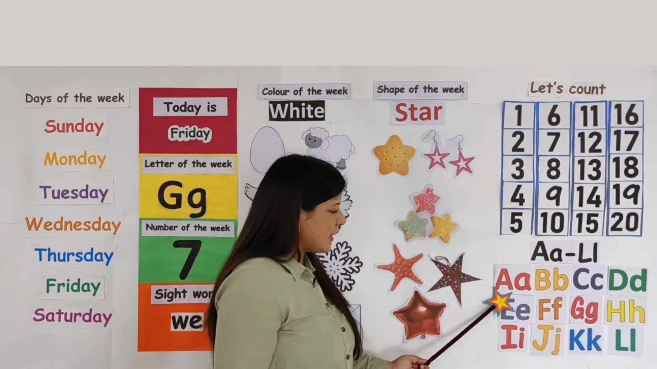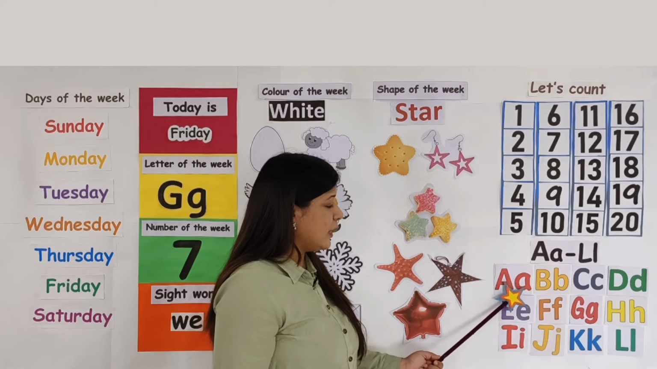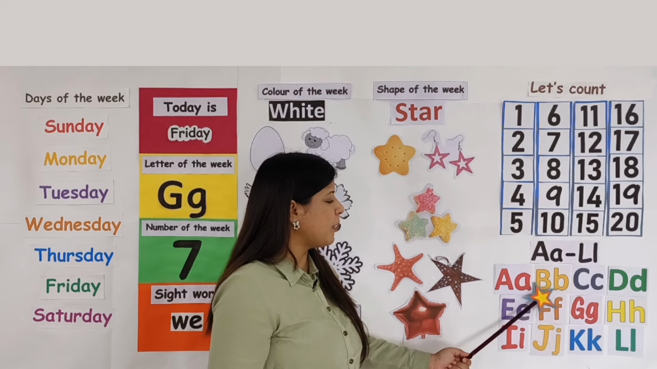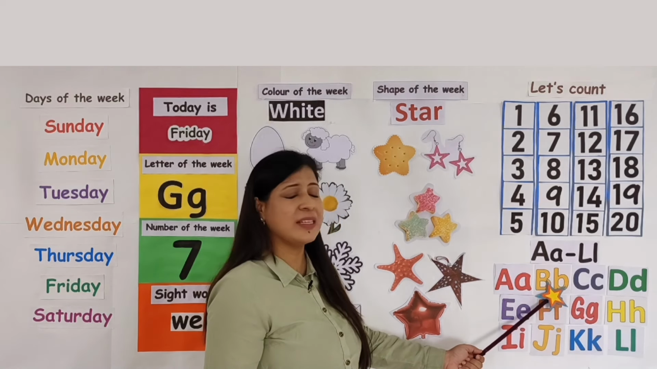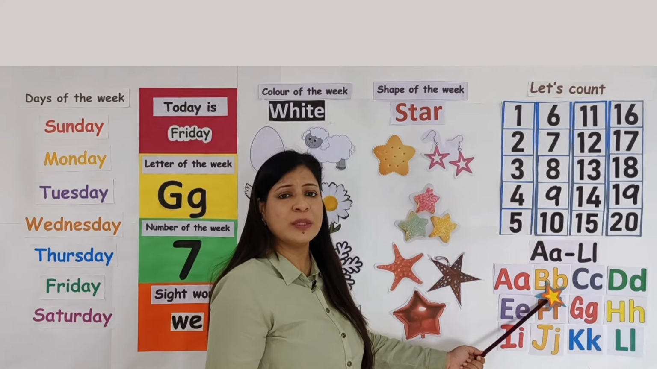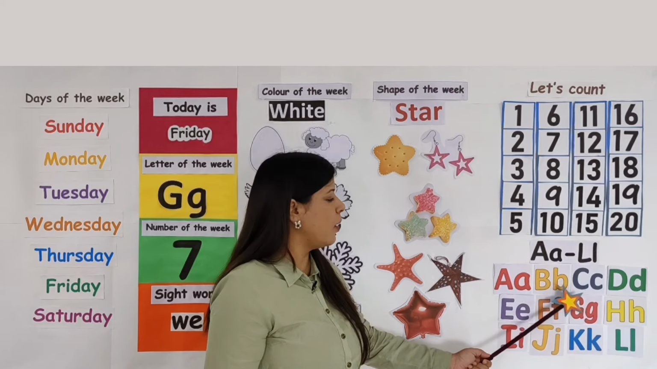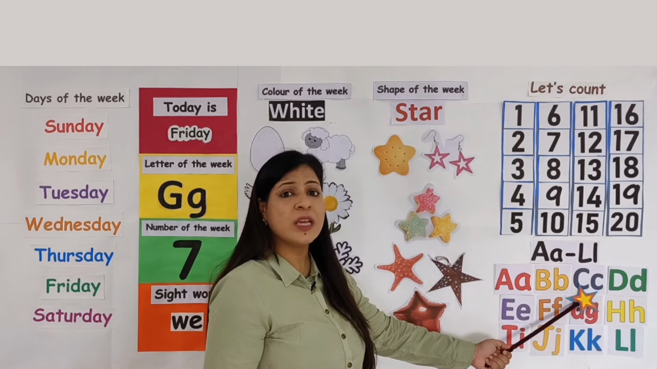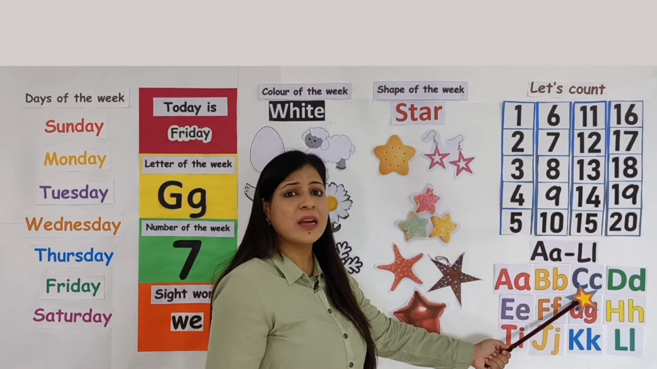This is uppercase letter A. This is lowercase letter A. Letter A makes a sound A. This is uppercase letter B. This is lowercase letter B. Letter B makes a sound B. This is uppercase letter C. This is lowercase letter C. Letter C makes a sound K.